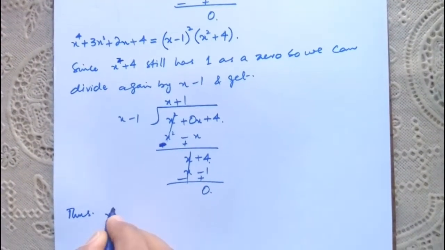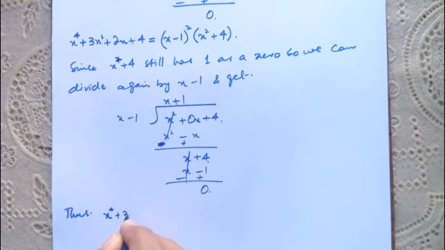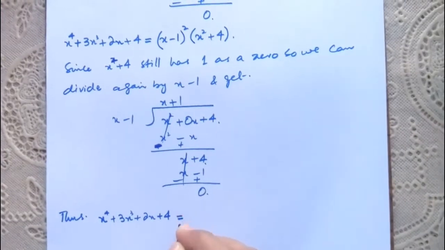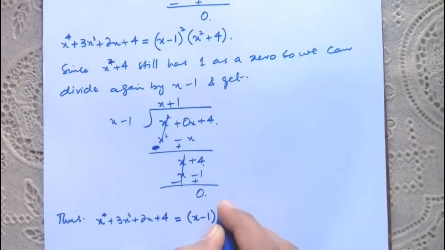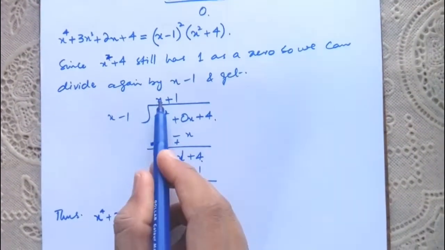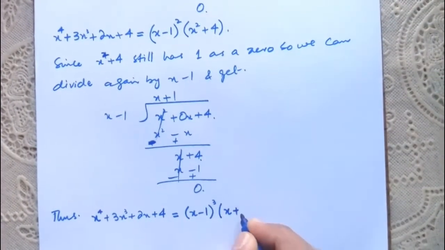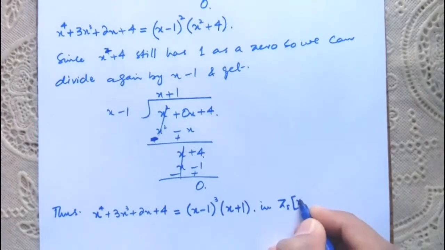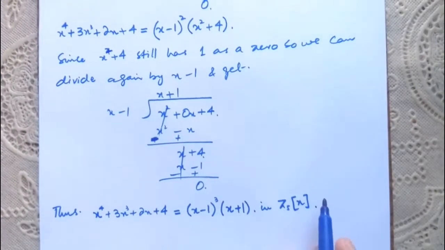And thus f(x), that is x^4 + 3x^3 + 2x + 4, is equal to (x - 1)^3 and another factor x + 1 in Z5[x]. That's it.